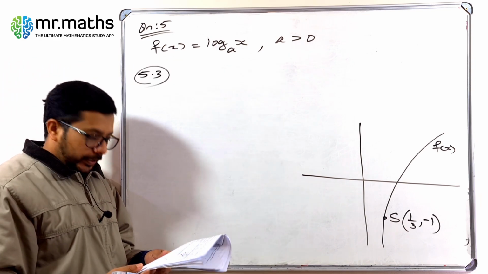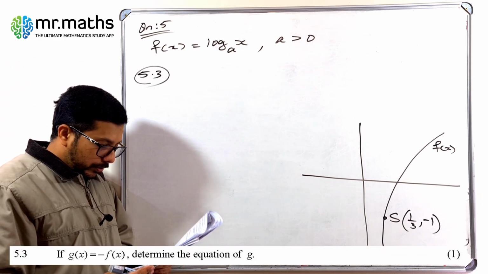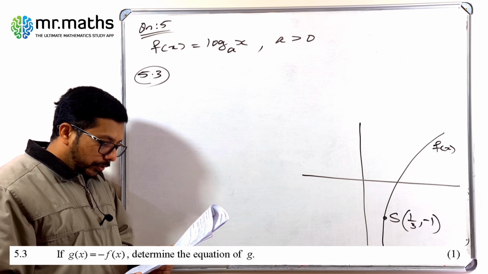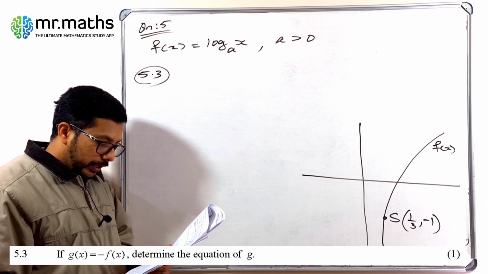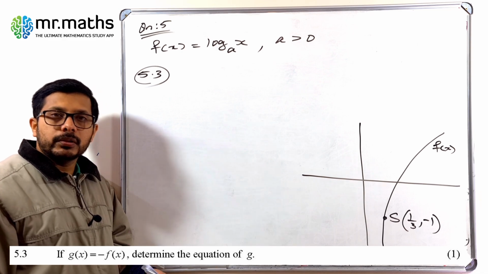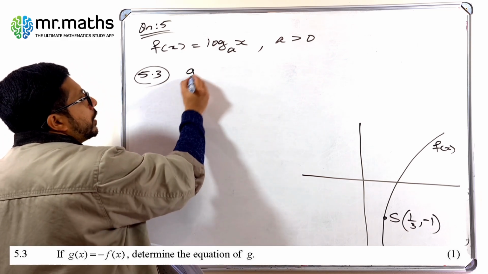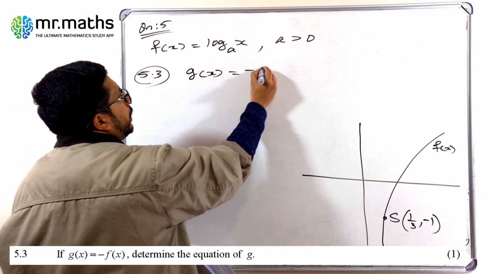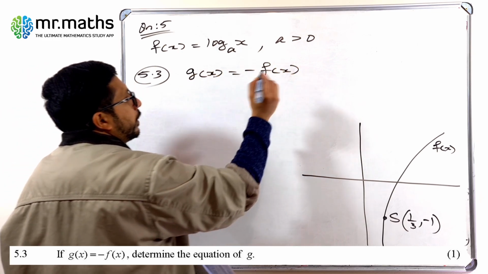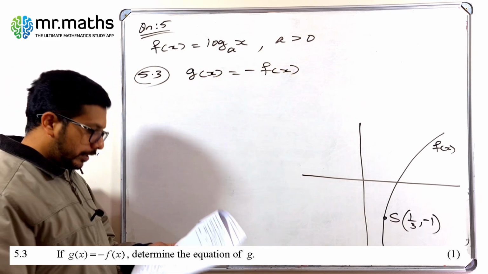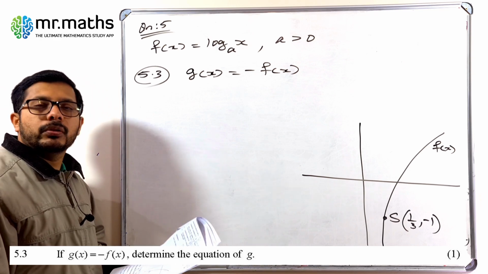Question number 5.3. What is question number 5.3? If g of x is equal to minus f of x, determine the equation of g. Wow, what is that question? It's a simple question. How many marks? 1 mark. If g of x is equal to minus f of x, it's like a grade 3 question. Determine the equation of g.